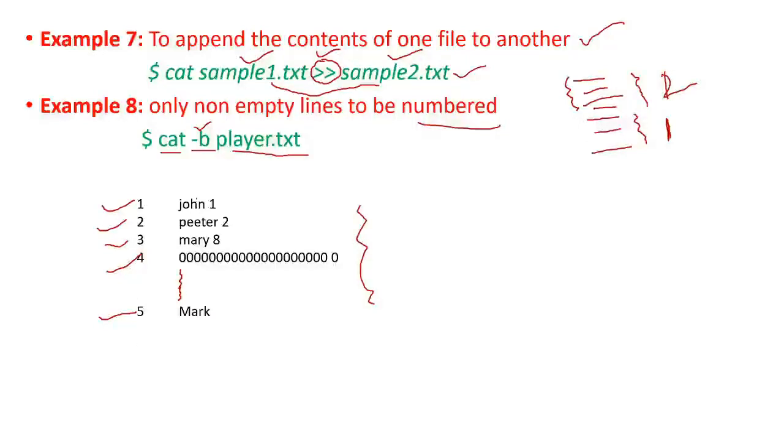But if you use -n here, it will give the line numbers also for the blank lines. It will consider the blank spaces that are there and give line numbers for them also. You can see here if you use -n. If you don't use -n, if you use -b, then it will not consider these.